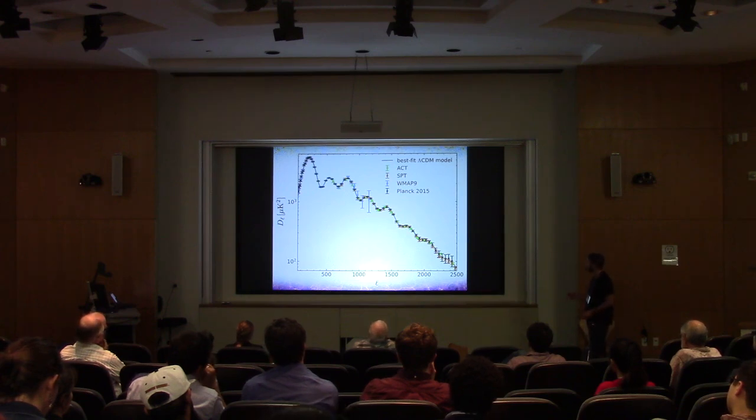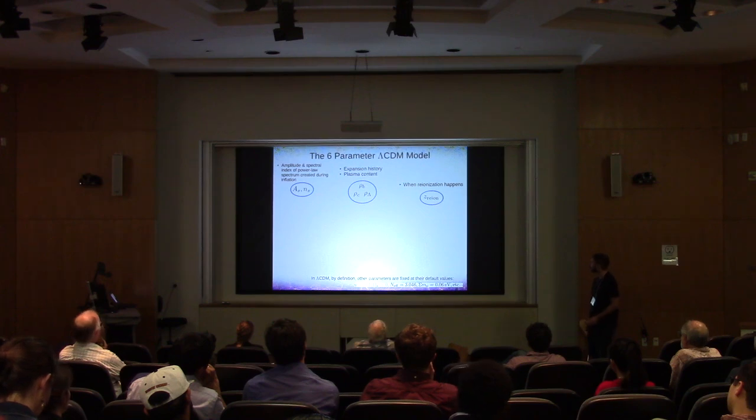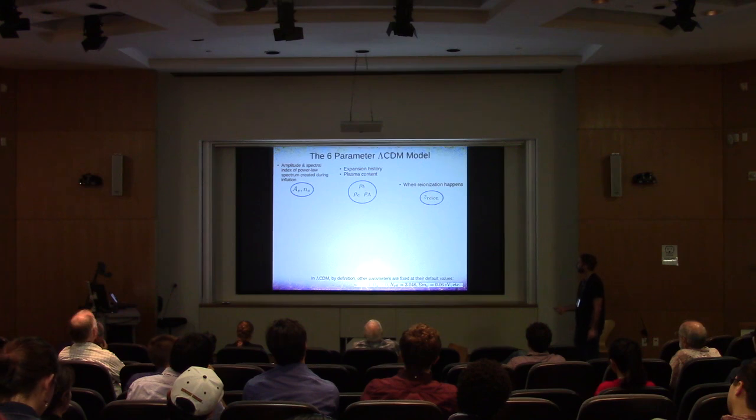But there's a lot of structure in this data. You have to get all these peaks, right? And this model is extremely simple. And so it's really remarkable that this works as well as it does. And it's based on just 6 parameters that I'll go into a bit now. So I've grouped them here like so.